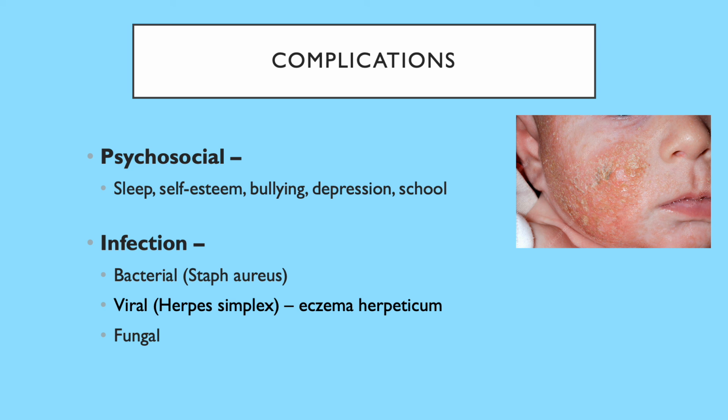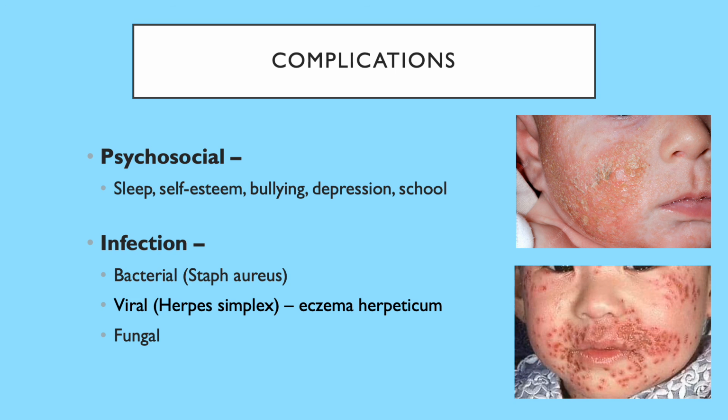Bacterial infection is usually caused by Staph aureus and may present as impetigo or worsening eczema, where you may see increased redness, oozing, and crusting. Viral infection is usually caused by herpes simplex virus and causes eczema herpeticum. This looks like clusters of itchy vesicles and punched out erosions, and the patient is usually systemically unwell with fever, malaise, and lymphadenopathy. It is a medical emergency and can have serious sequelae, such as eye or meningeal involvement.